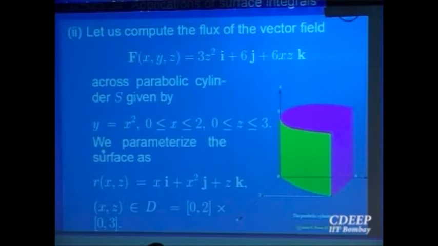So I'll choose x as the parameter. X square, and Z. What is Z? That is free because it is a cylinder, right? So Z is free. So xi, x square j plus zk, where x and z, the parameters are varying, x varying between 0 to 2 and z varying between 0 and 3, right? So we have got everything.